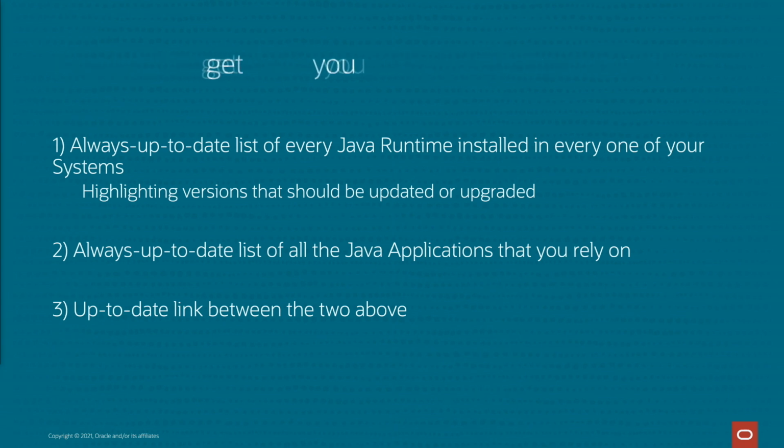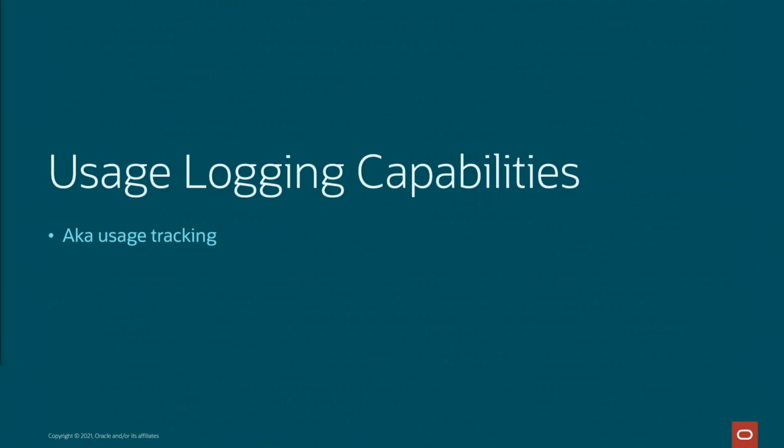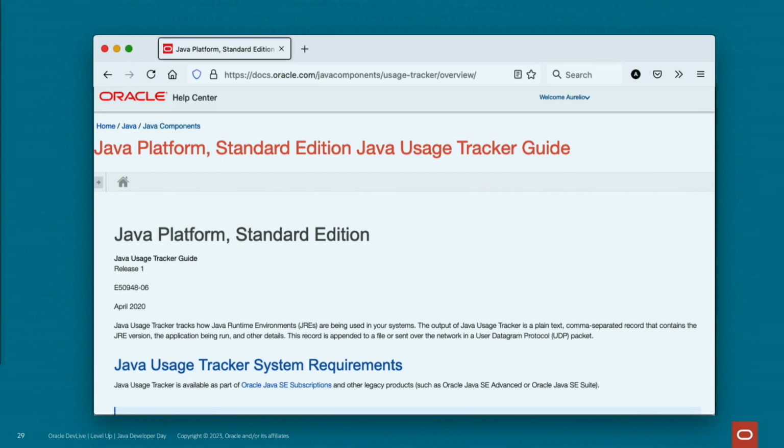Now, using JMS, that's exactly what you will get, that complete list. Now, how do we do this? By relying on something called usage logging, which is available in the Oracle JDK. And here's how it works.